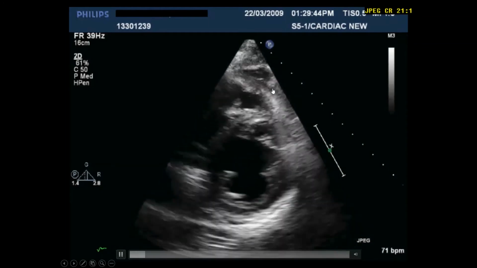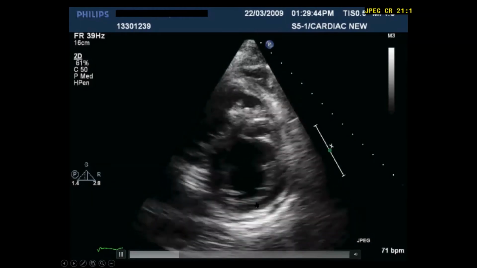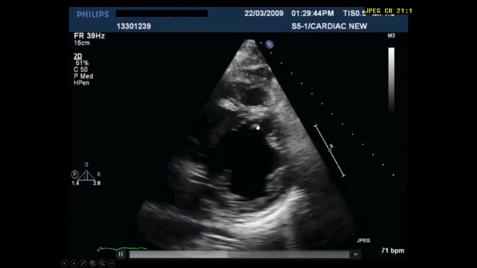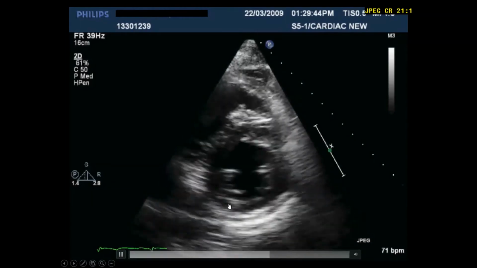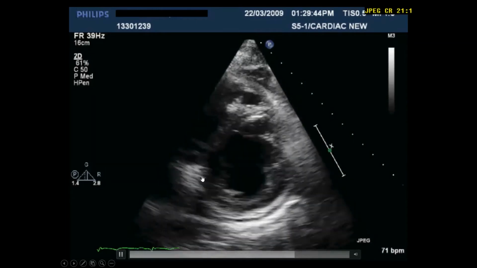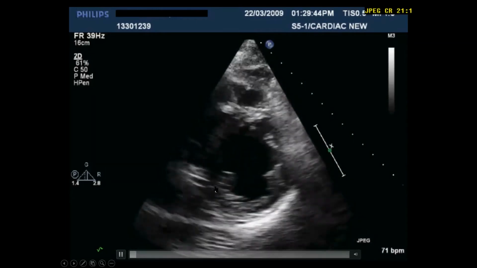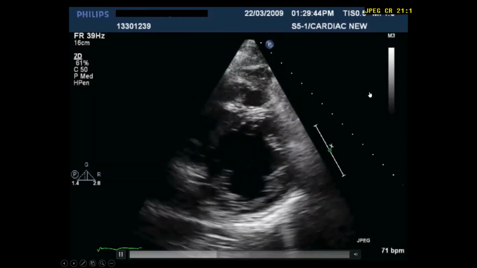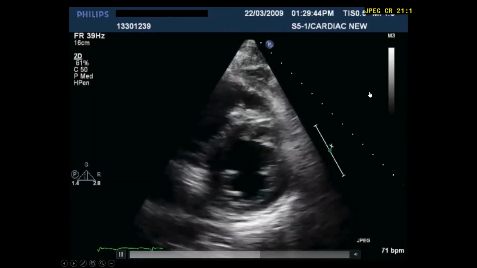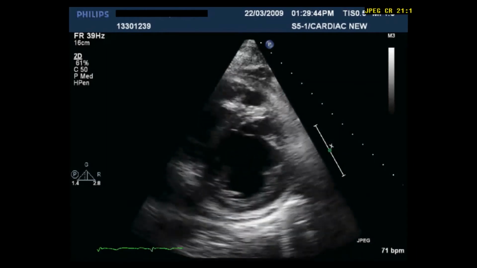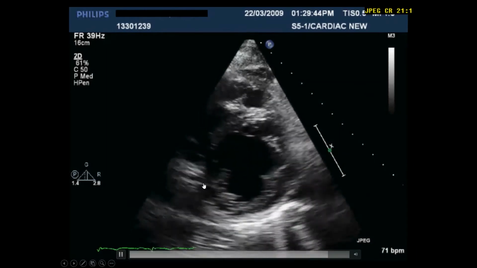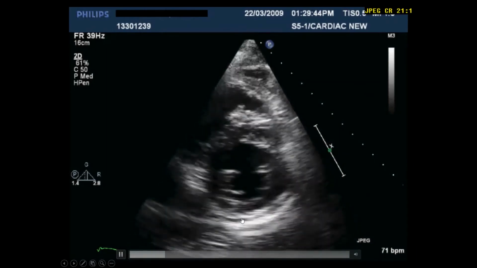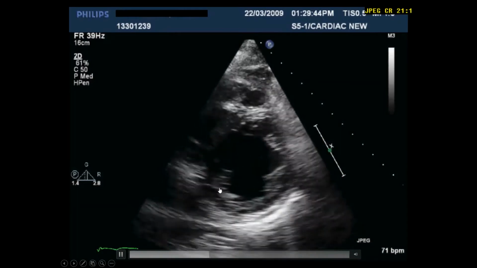Then describe the abnormality. The abnormality is what? Compare the contractility here with the contractility here. Are they the same? No. Not the same. Yes, it is hypo. Where is the hypokinesis? This segment and this segment.